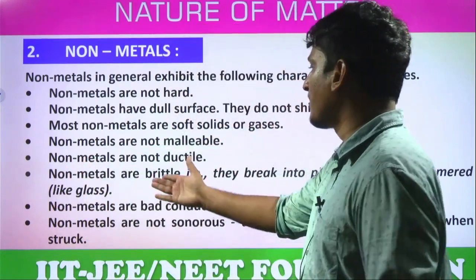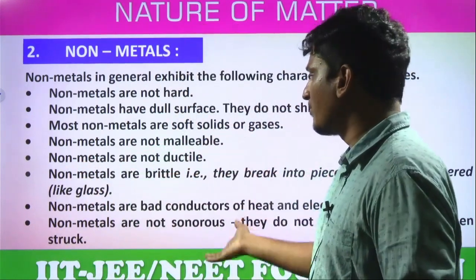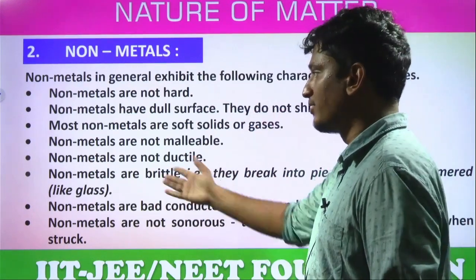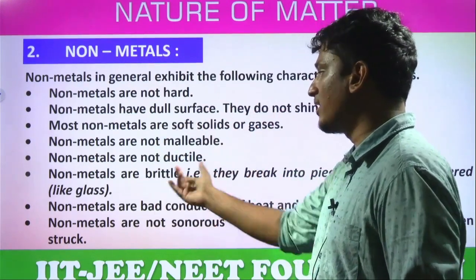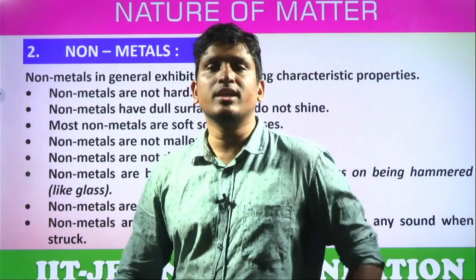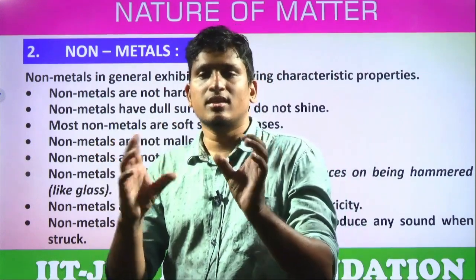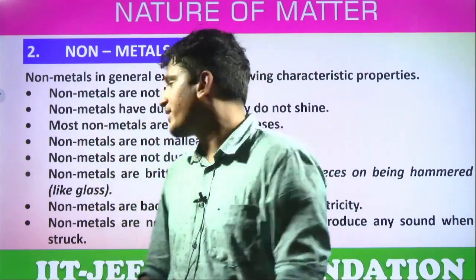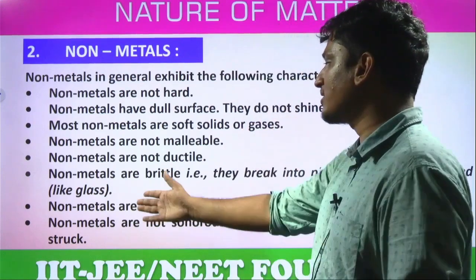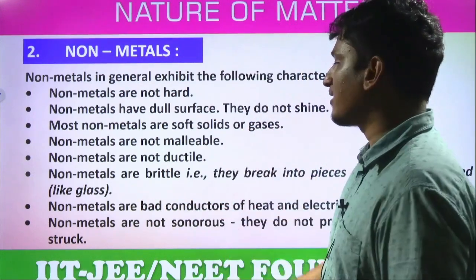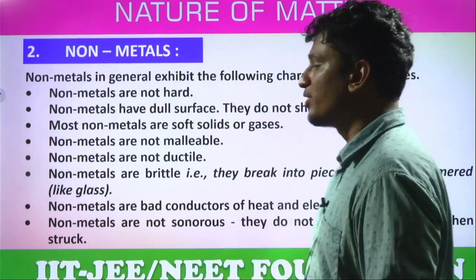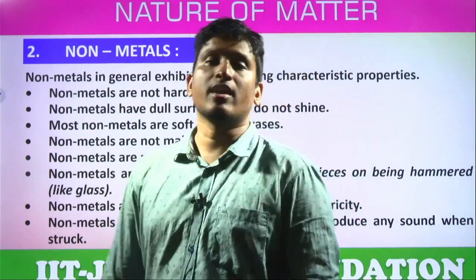Next, students, metals are ductile and malleable, but non-metals are non-malleable and non-ductile. Non-metals are brittle in nature. Brittle means they break easily. Yes sir, carbon and sulfur can easily break into pieces. Non-metals are bad conductors of heat and electricity. They are not sonorous. They do not produce any ringing sound.